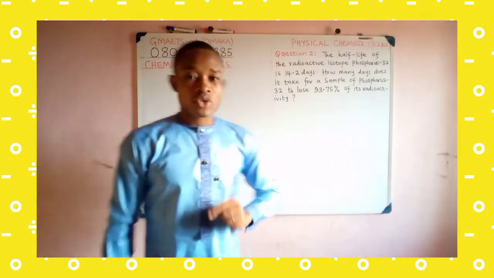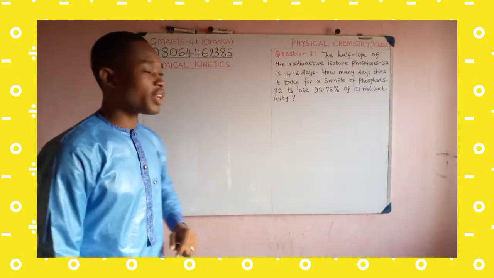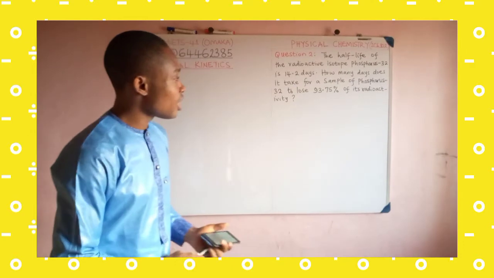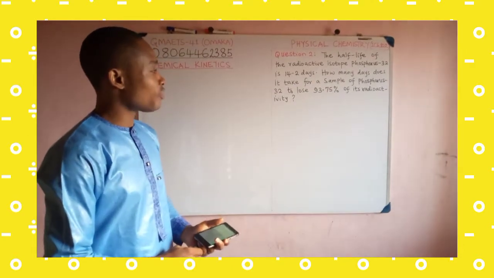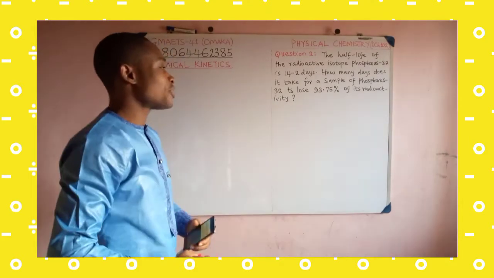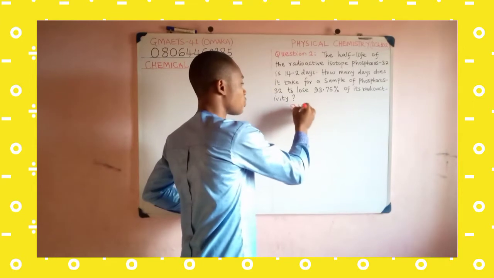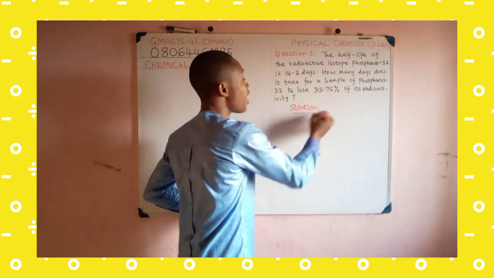We have this second question on the board here. The half-life of the radioactive isotope phosphorus-32 is 14.2 days. How many days does it take for a sample of phosphorus-32 to lose 93.75% of its radioactivity? So I want to solve this problem and see what we are going to arrive at.